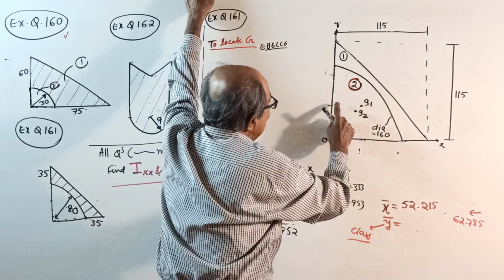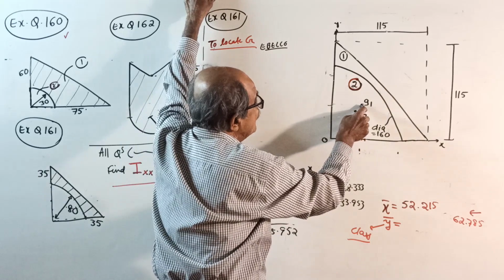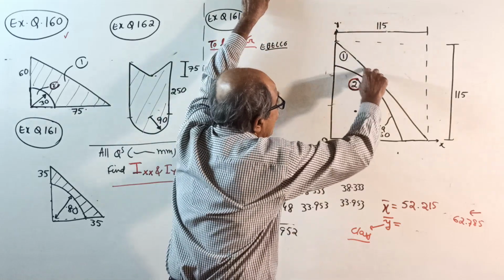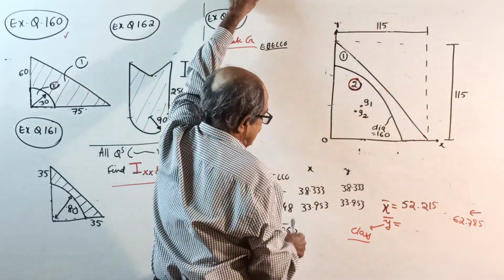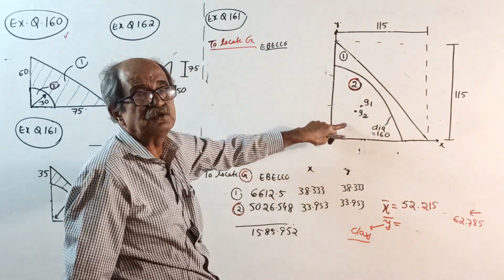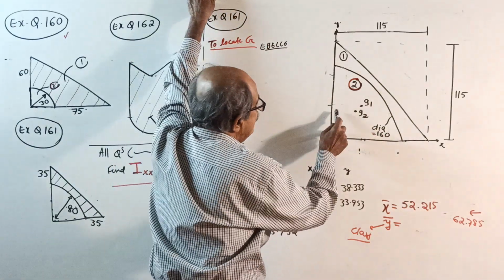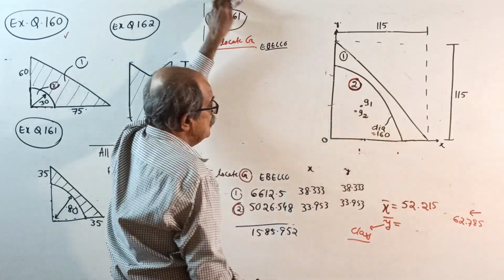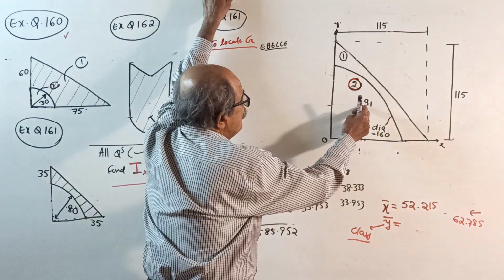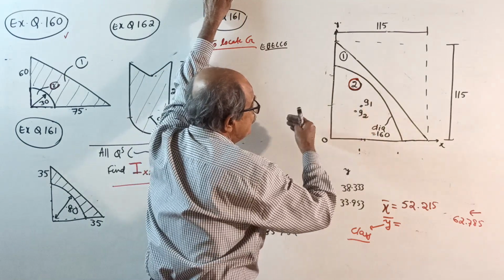See, 1/3 of 115 is 38.333. It will come inside here. This G1 is the centroid of the triangle. Be careful, G1. Next, the second area, pi by 16 of 160 square, into x2, which is 4d by 3 pi, 2d by 3 pi, comes to 33.953. So the centroid of the triangle is at 38 point something. This is 33, a little on this side.